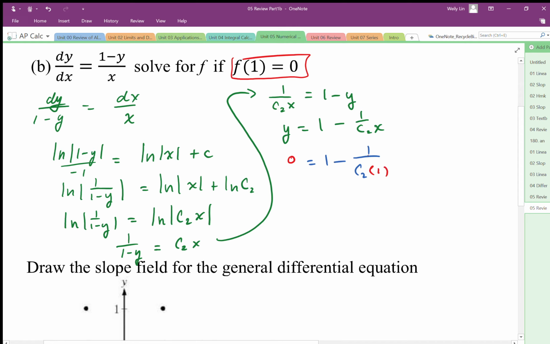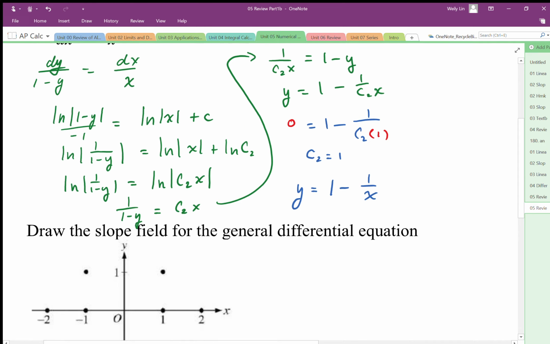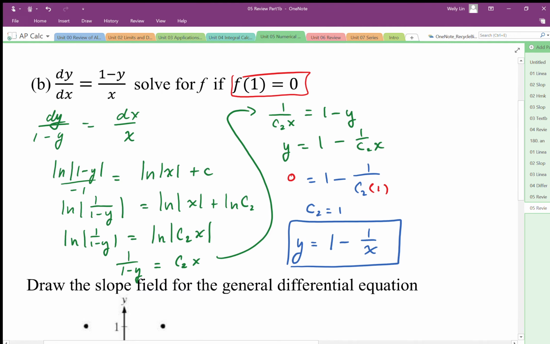So when I solve this, it's got to be 1 minus 1 on this side, so C2 is equal to 1. Okay, so my final equation then is going to look like this. Y equals 1 minus 1 over x. So there is the solution to the differential equation. Okay, and so I separated, I integrated, I used the position here to solve for the C value, and I have my equation.